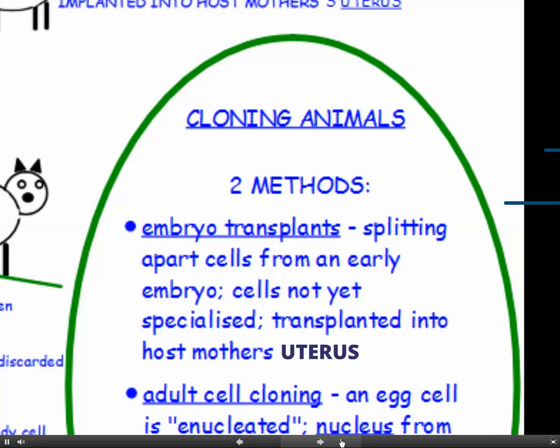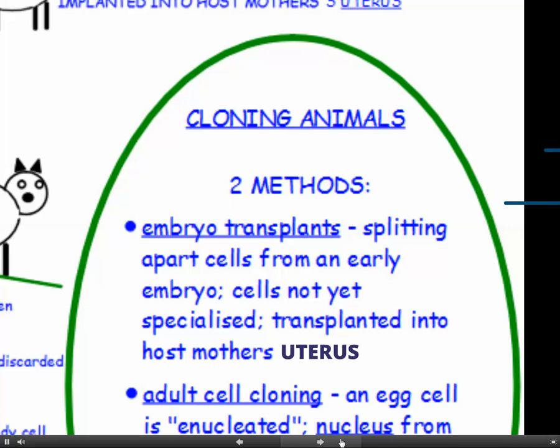So what about cloning animals then? There are two methods of cloning animals. Firstly, there's embryo transplants. Now this involves splitting apart clumps of cells from an early embryo. So an embryo is a ball of cells. If you catch it early, before the cells start to specialize or differentiate, you can split apart that embryo into several clumps of cells. And these clumps will start to divide again as if from scratch.